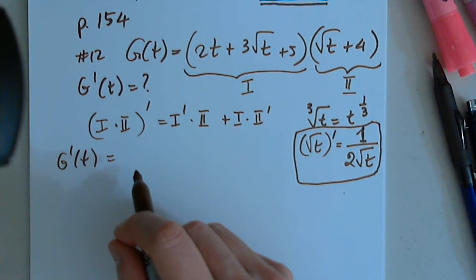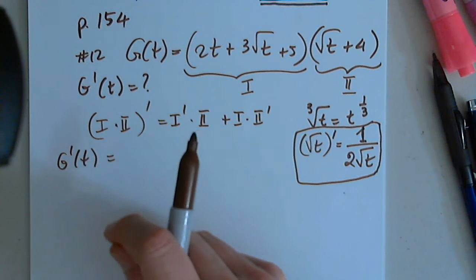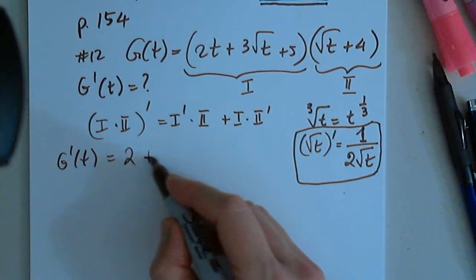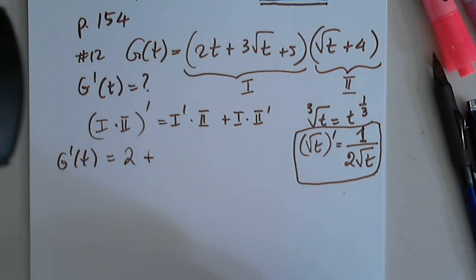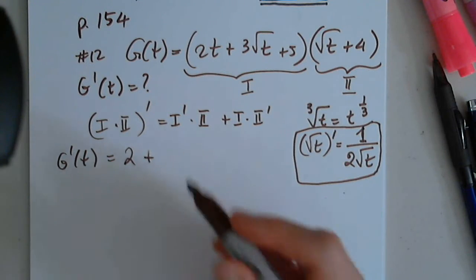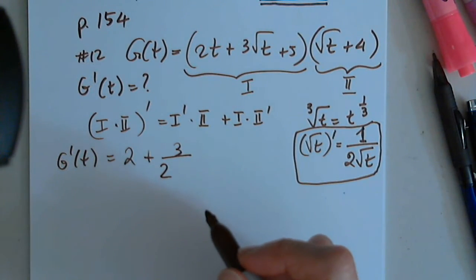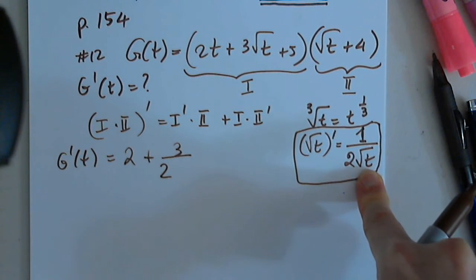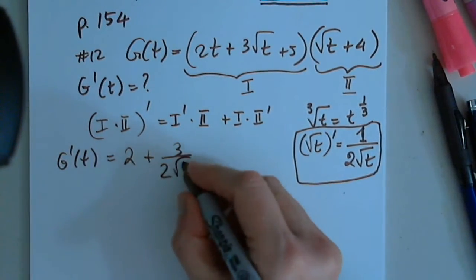Shvam? I can try. Would it be 2 plus, you get rid of the 5 because it's a constant. Excellent. Is it 3 over 2t? t to the 1/2, to the power of 1 over 2. Or yeah, 2 square root t. Very good.